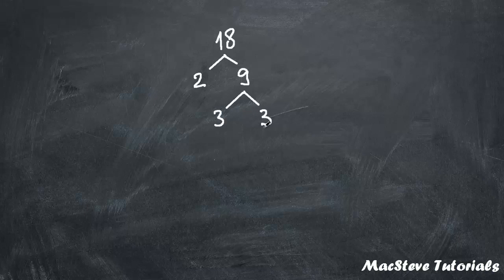In next example, we are going to find prime factors of 18. 18 can be written as 2 times 9. Since 2 is prime number, we end the left branch. Now 9 can be written as 3 times 3. Hence prime factors are 2 and 3, while 18 can be written as 2 times 3 squared.